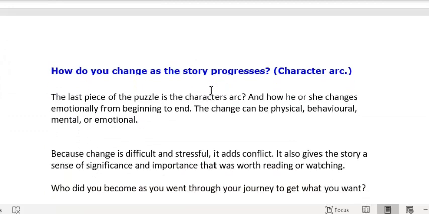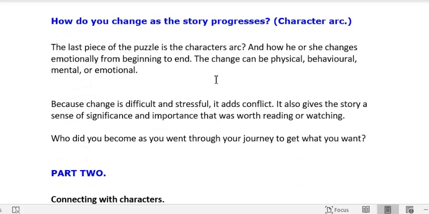Now, how do you change as the story progresses? The last piece of the puzzle is the character's arc. It's how she changes emotionally from beginning to end. A change can be physical, behavioral, mental, or emotional. Because change is difficult and stressful, it adds conflict. It also gives the story a sense of significance and importance that was worth reading or watching.